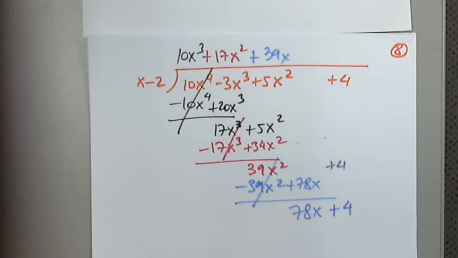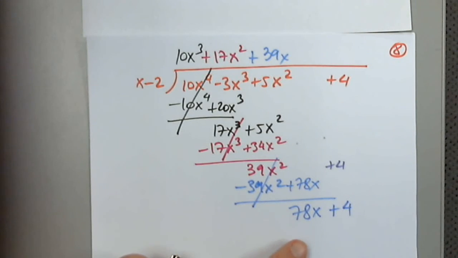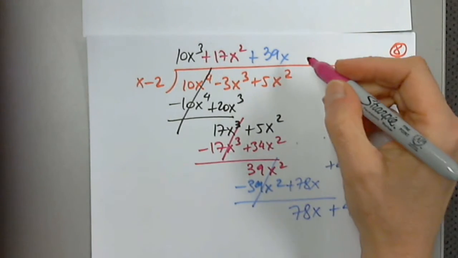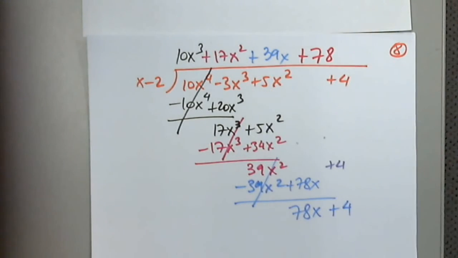Can anyone tell us now the next question that you ask yourselves? x times what is 78x? Yes, so what do I write at the top? So 78 times x is 78x, positive 78, negative 78x. 78 times negative 2, that's negative 156. What do I write?